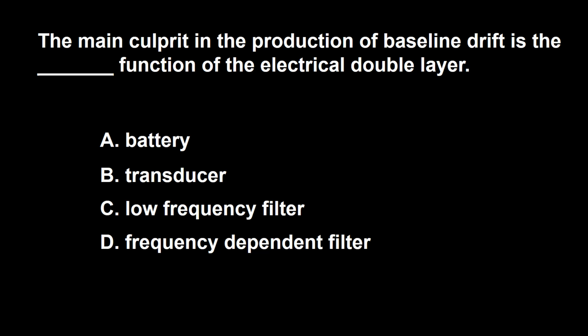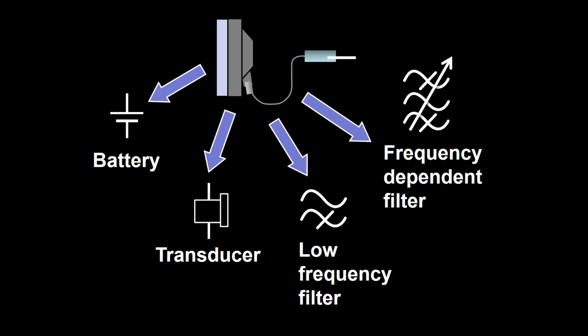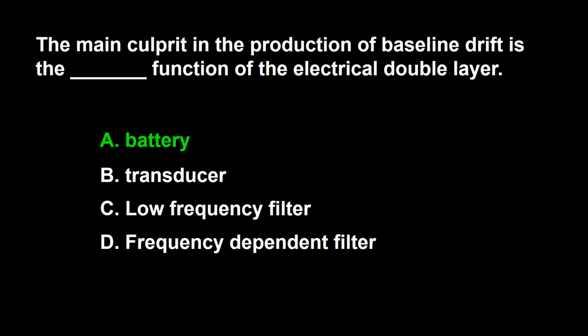D. Frequency-dependent filter. As you can remember from the prior talk about surface electrodes, the reactions that take place in the electrolyte-electrode interface render it the function of a battery, a transducer, a low-frequency filter, and a frequency-dependent filter. Well, the main culprit in the production of baseline drift is the battery function of the electrical double layer. So the answer to this question is A.